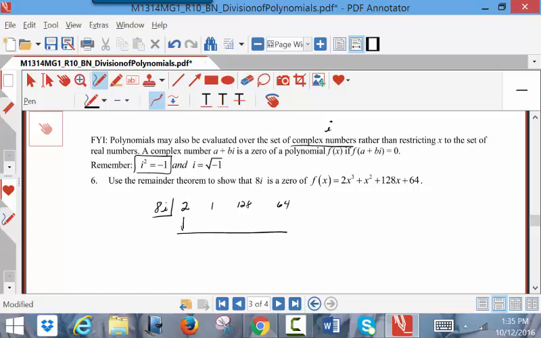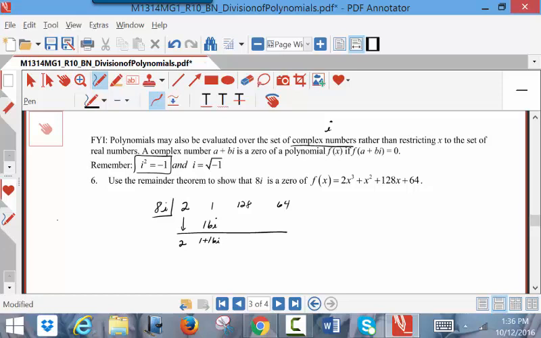Bring down the 2. Multiply. 8i times 2. You kind of treat i as if it's x when you're multiplying, dividing, all that good stuff. So 8 times 2 is 16, so this is just 16i. When you add 1 to 16i, they don't go together. If it was 1i and 16i, you could add them, but they're not both i's, so this is just 1 plus 16i.